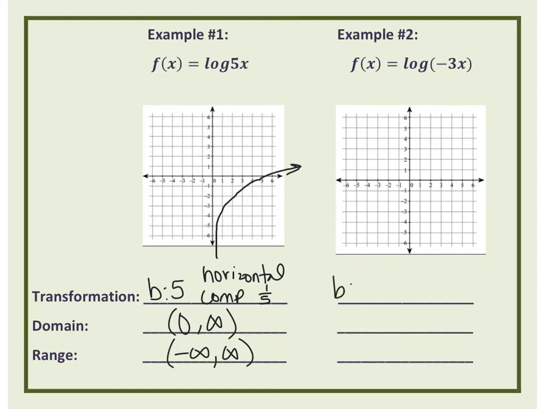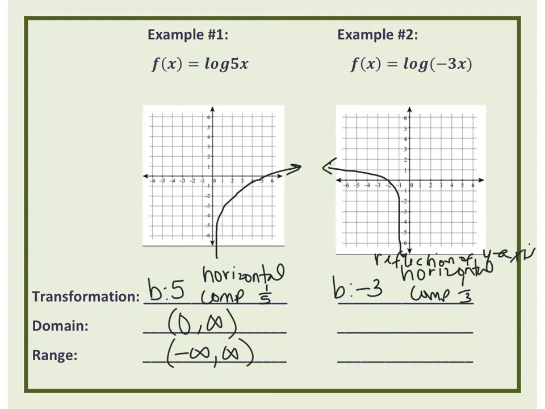On the next problem, my B is a -3. A -3 is a horizontal compression of 1/3. Well, what else does the negative do? It causes a reflection over the y-axis. So we're going to start at the bottom since it's not reflecting over the x-axis, but I used to start down here, but because it reflected over the y-axis, I'm going to start right here. And this graph is going to go up, and it's going to go this direction, okay?